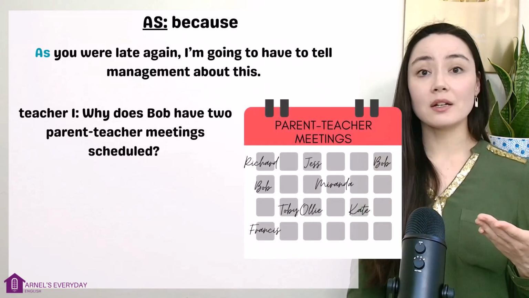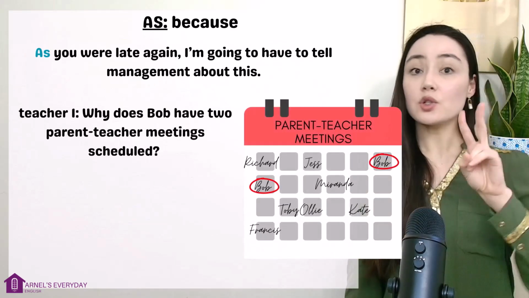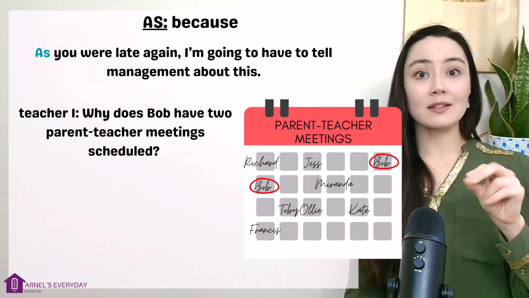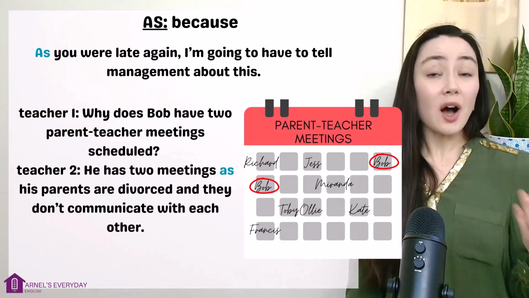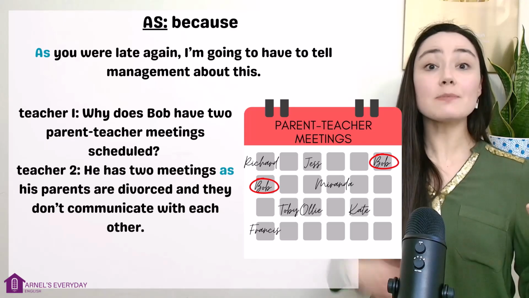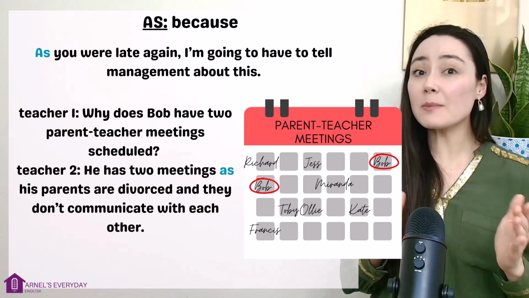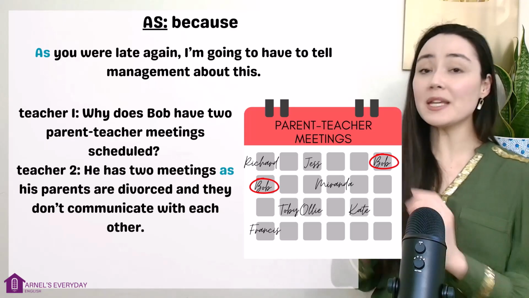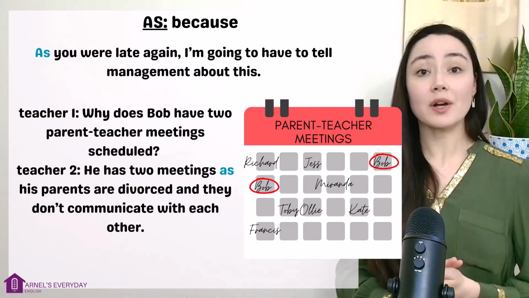Teacher 1: Why does Bob have two parent-teacher meetings scheduled? Oh, he has two meetings as his parents are divorced and they don't communicate with each other. One meeting for his dad, one meeting for his mom.